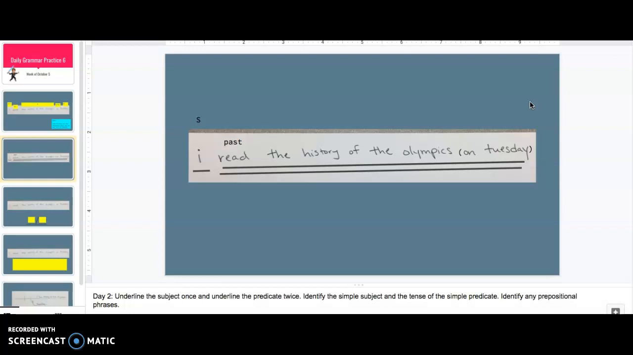And that is it for what we're doing for our blue day. We have these two added steps where we find the simple subject, the one noun or pronoun that our sentence is about, along with the simple predicate's tense, the one verb that our subject is doing.